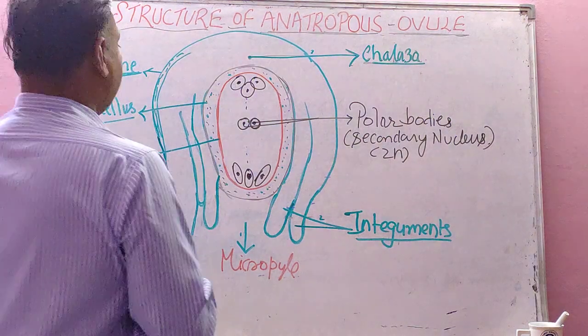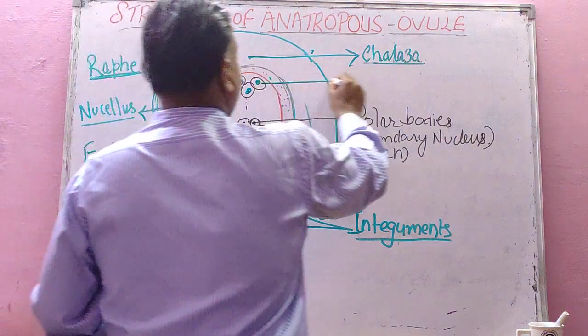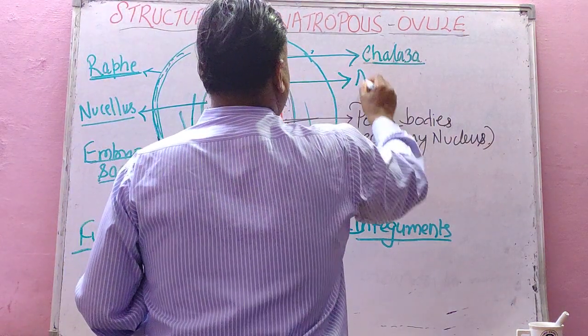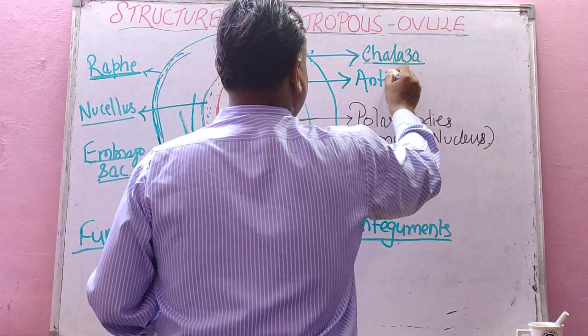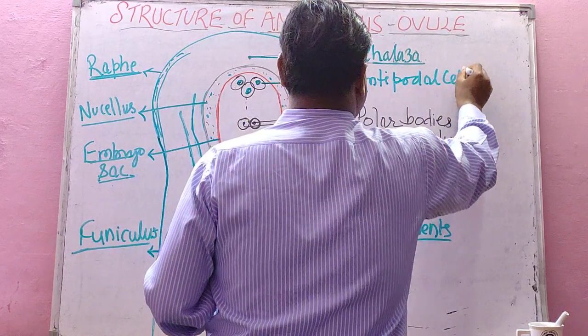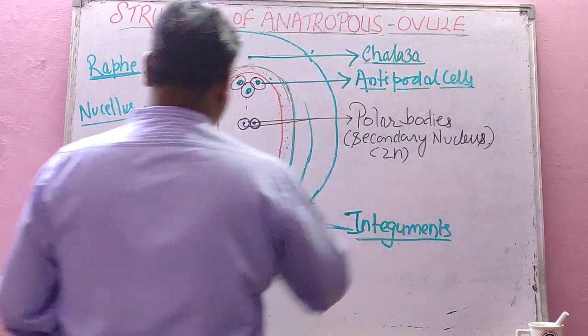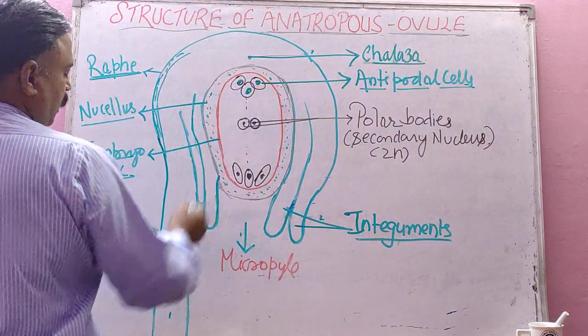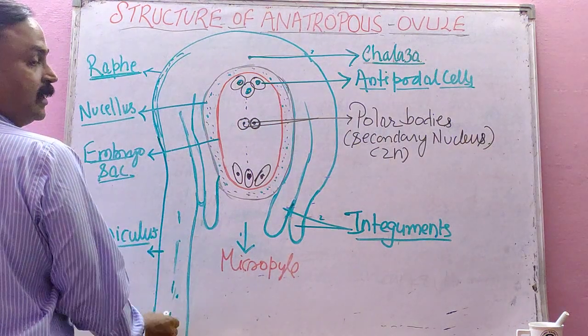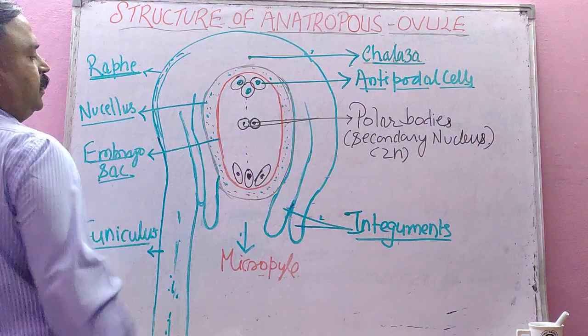And student, this group of cells is called antipodal cells, or antipodals. What is the meaning of anti and poda? Anti means opposite and poda means leg. Antipodal cells, opposite to the leg, isn't it?